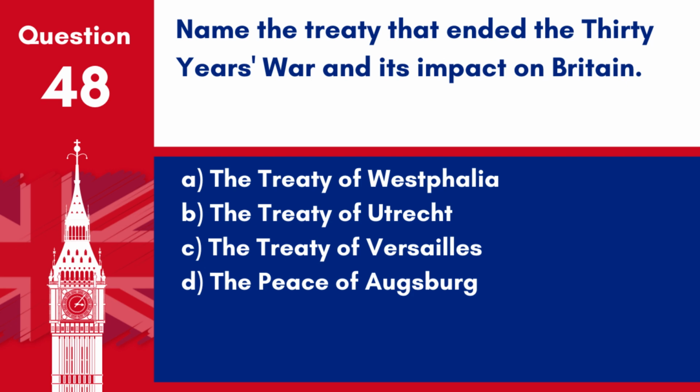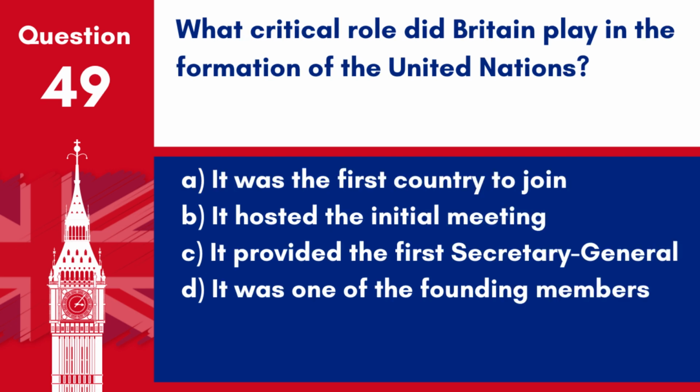A. The Treaty of Westphalia. B. The Treaty of Utrecht. C. The Treaty of Versailles. D. The Peace of Augsburg. Answer: A. The Treaty of Westphalia. The Treaty of Westphalia ended the 30 Years' War and impacted Britain by marking the rise of state sovereignty over religious unity in Europe. Question 49.